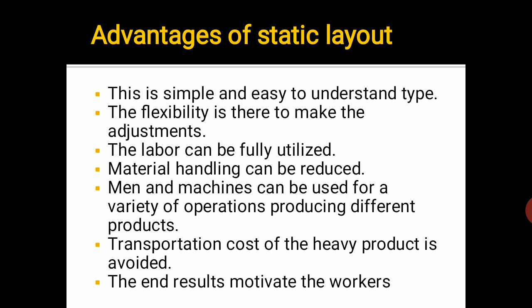Next comes transportation. The cost of transporting heavy products is avoided. Naturally, if you are producing, say, aircraft wings, and you want to attach the wings to the aircraft, then bringing the wings to the aircraft is a big deal. That means a heavy transportation cost is required. But when we take up the static layout, everything is being manufactured in house, and we can get the assembly done very easily at a static point.